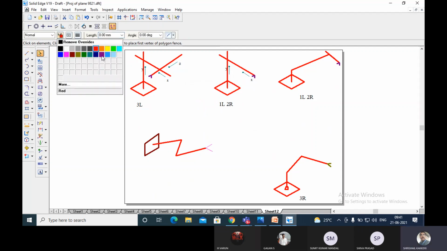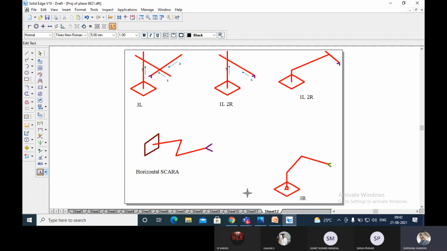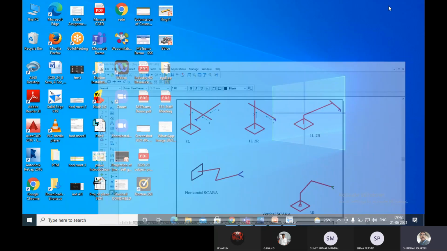Is it possible, Varun, that you can write? Yeah, end. It is horizontal SCARA. And it is vertical SCARA.